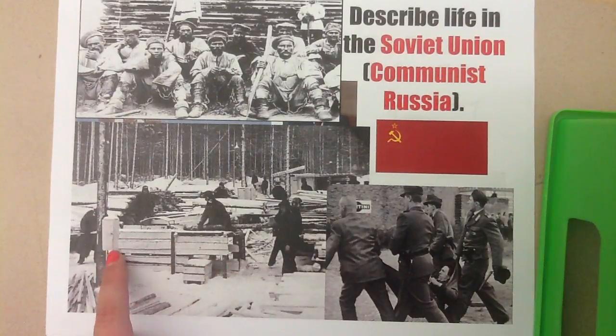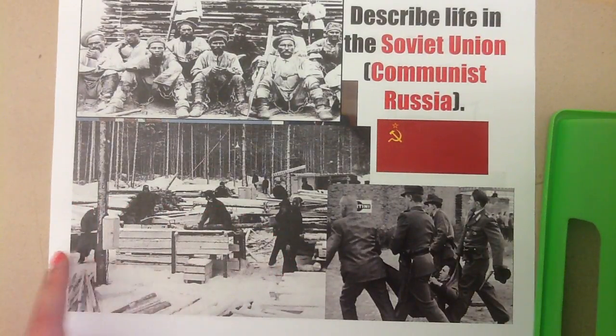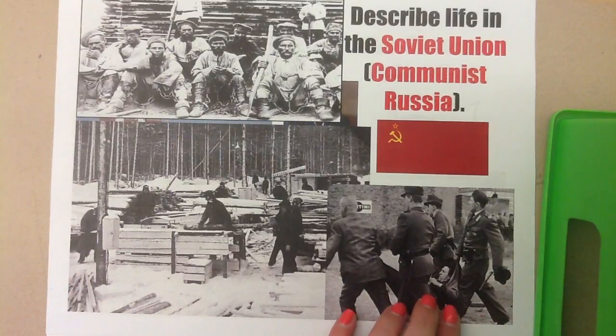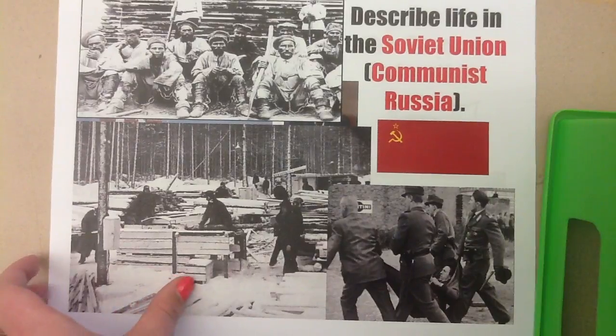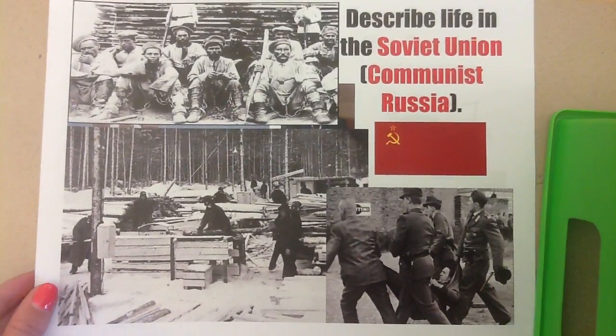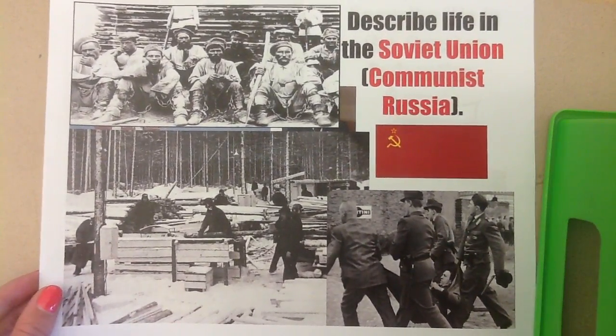Down here are more people working in Siberia. You can see the snow, and they're basically forced to do hard labor. And here you can see somebody being carried away by the police. That's basically a picture telling us that anybody who spoke out against Stalin would be arrested and sent to one of these camps. So you can see two very different pictures of the Soviet Union. And as you read your article and talk with your group, you're going to see which one is more accurate.